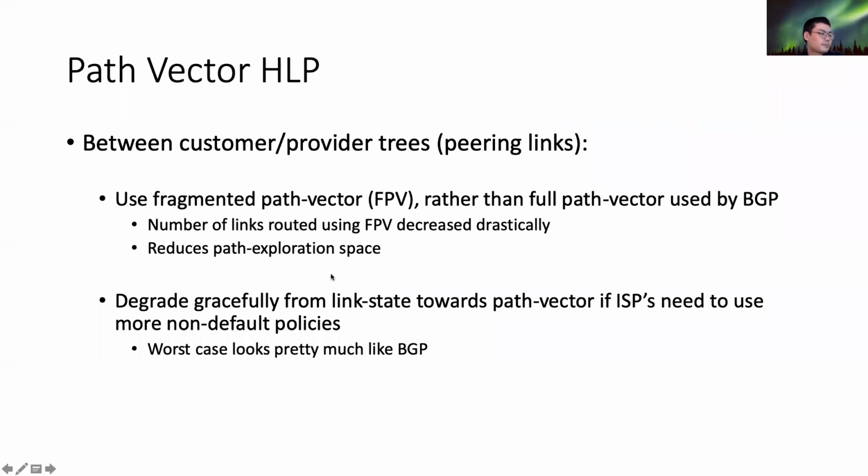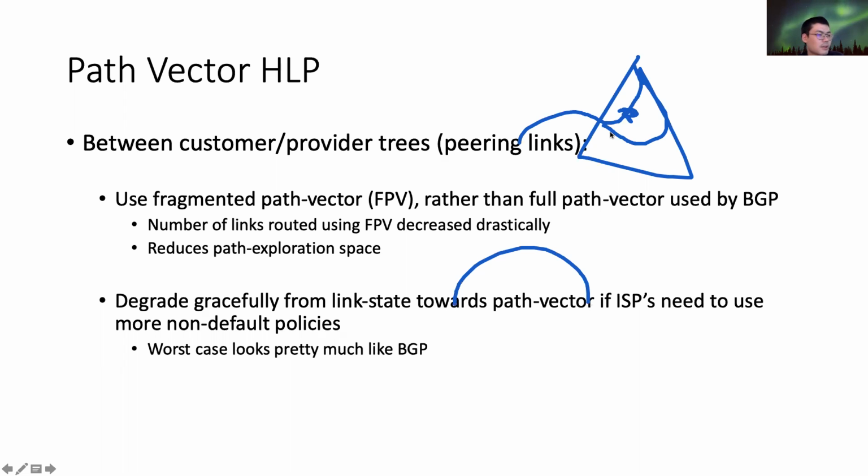And so another benefit is that the performance can degrade, but it degrades gracefully from link state towards path vector if the ISP uses a non-default policy. If you look at this triangle, my shortest path is from here to here and go up. But I don't want to use this AS in the path, so I can use this. It's now the second shortest path, which does not pass through this one.